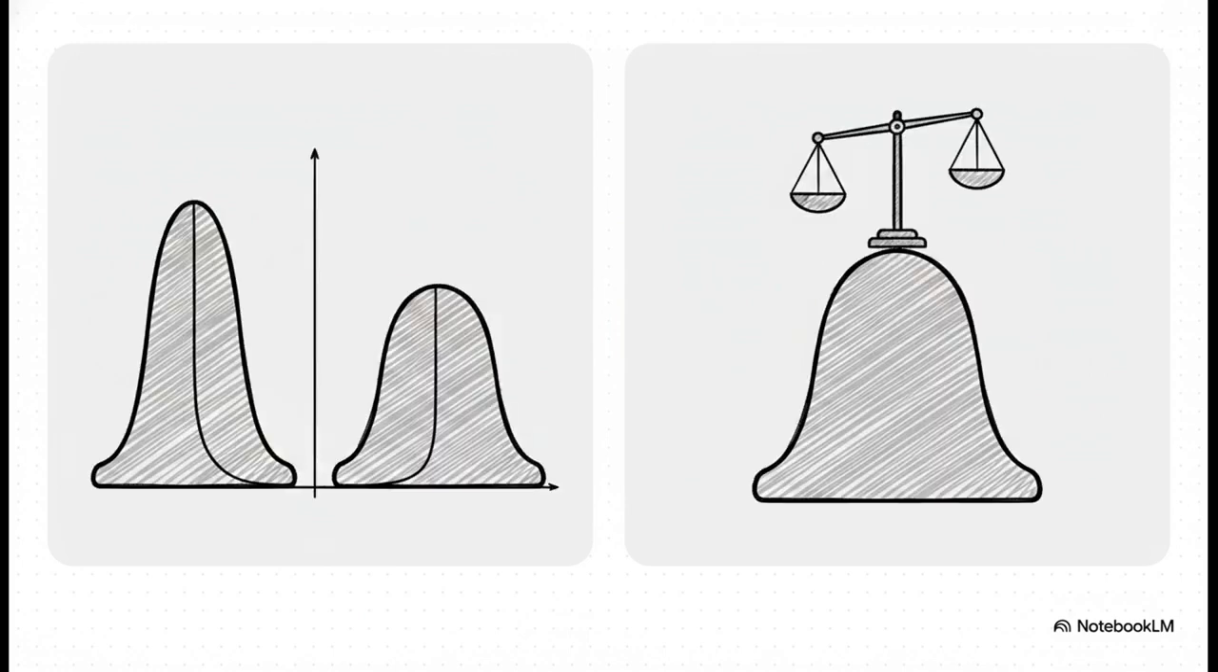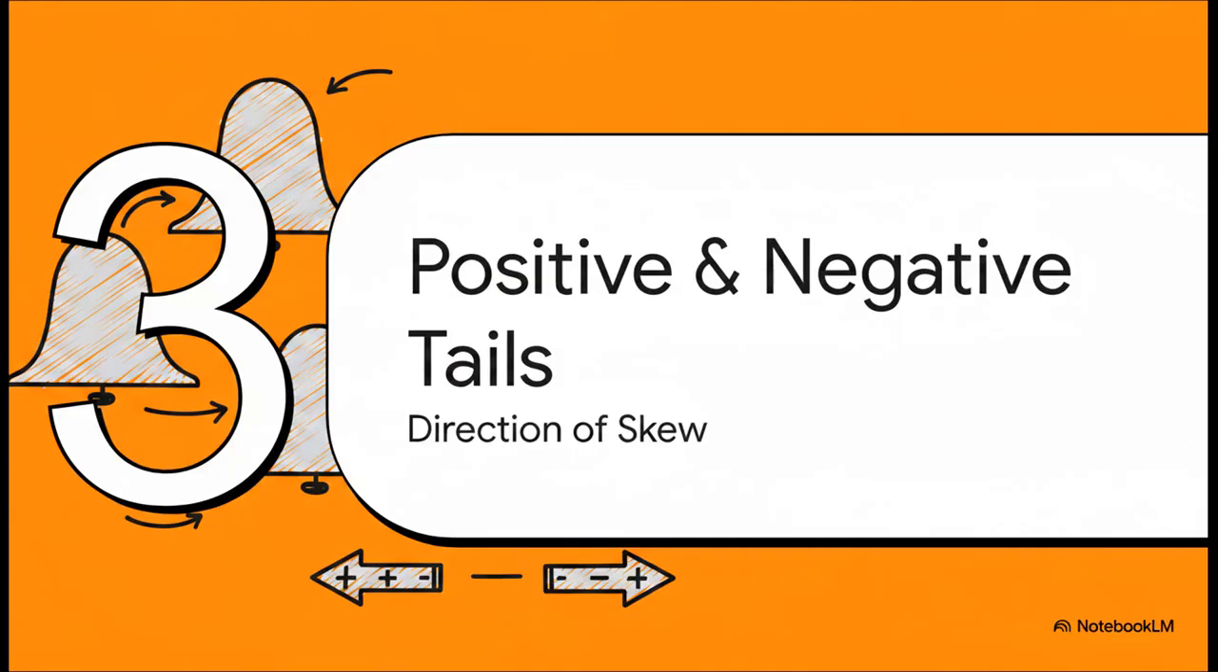And here's a massive high-yield exam detail. In perfectly symmetrical data, your measure of dispersion can actually be any number. The data could be spread incredibly wide from the center. But your measure of skewness, because the data is perfectly symmetrical, that skewness will always be exactly 0. No exceptions. Okay, part 3, tails, positive and negative.